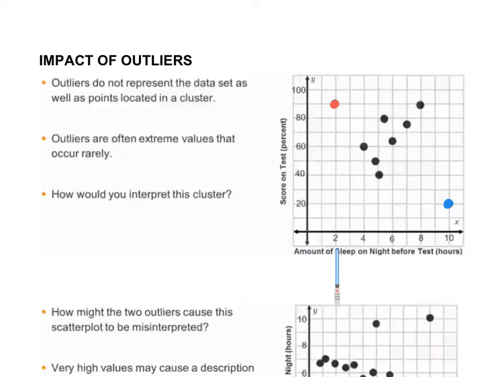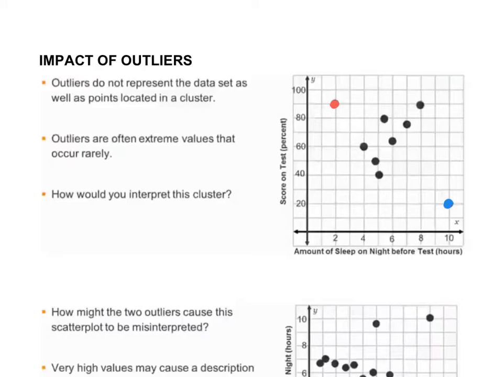This says the amount of sleep on the night before a test in hours, and then the score on the test in percent. What we see is that those students that get 4 to 5 hours of sleep aren't doing so hot. But if they're getting 6 to 8 hours, they're doing a little bit better. But then you got this guy, and then you got this person here. They're not necessarily a guy, it's a person. You have these 2 students here.